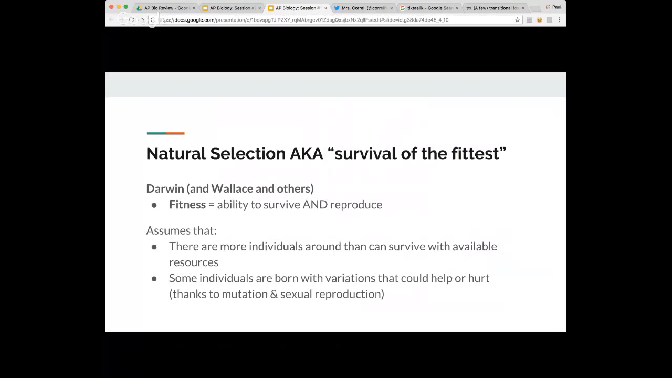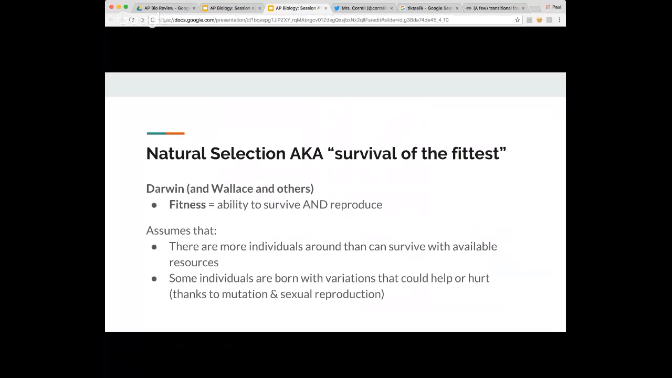And that's a hard concept, because usually when we think of survival of the fittest, we think of the biggest and strongest, but it doesn't have to be. Survival of the fittest, natural selection, assumes that there are more individuals around in a population than can survive with just the available resources. So it assumes that some individuals aren't going to make it.